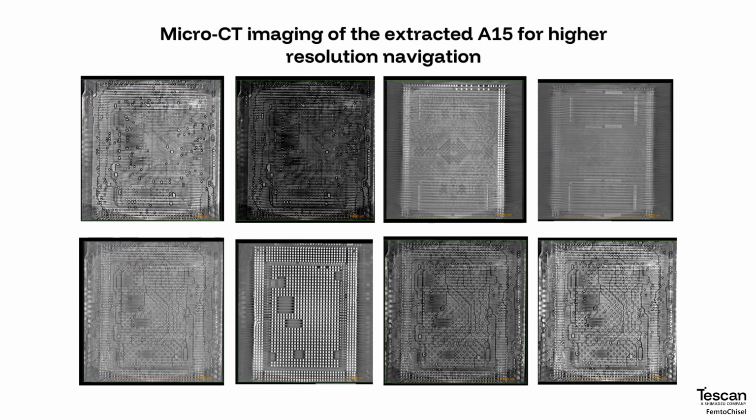Once the A15 has been extracted, we perform a second micro-CT scan, this time on the package alone. Because the field of view is now much smaller, the scan provides higher resolution information about the internal package architecture. This becomes our more detailed navigation map for the laser processing steps that follow.